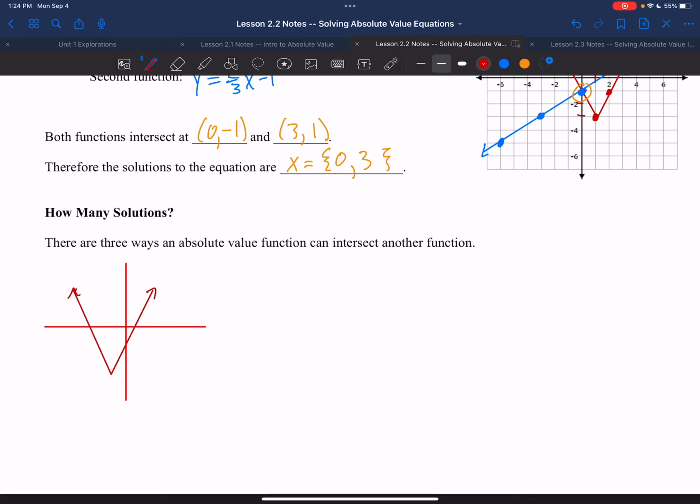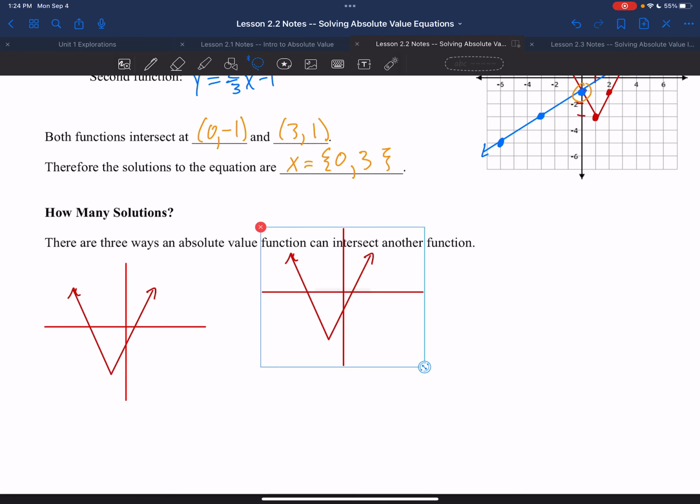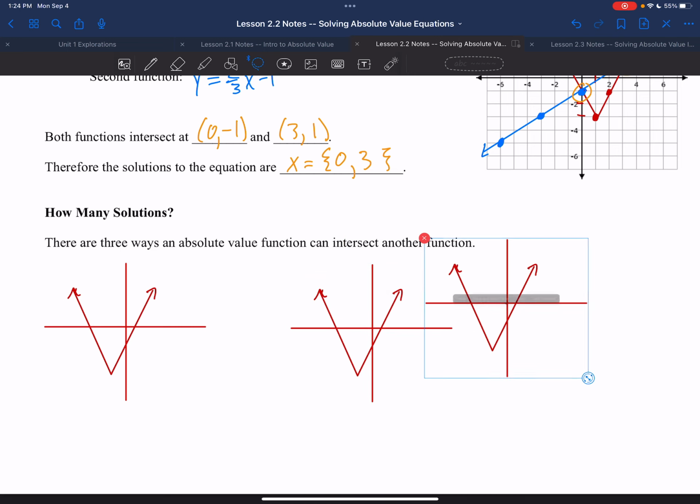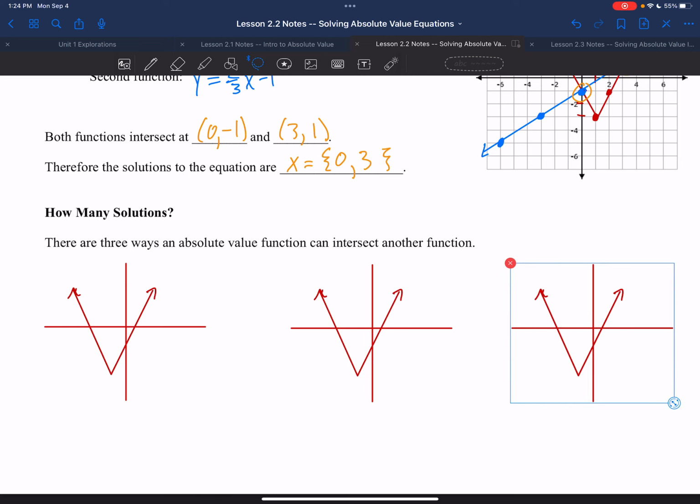And if you'll give me just a second here, I'm going to copy this image so I don't have to draw this three times. Don't you just love technology? I love it. Oh my gosh. The fact that I'm able to make these videos.